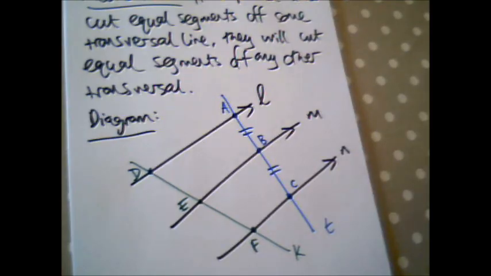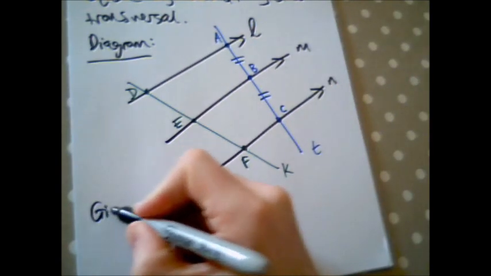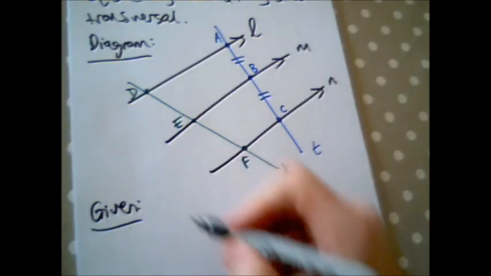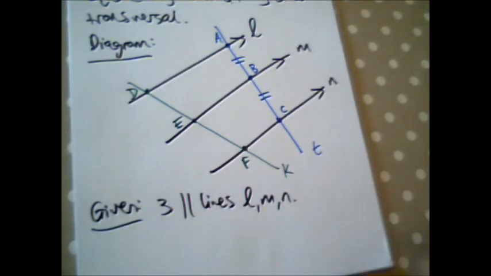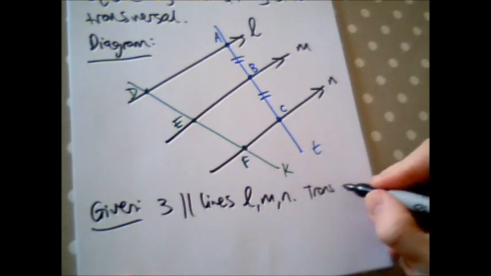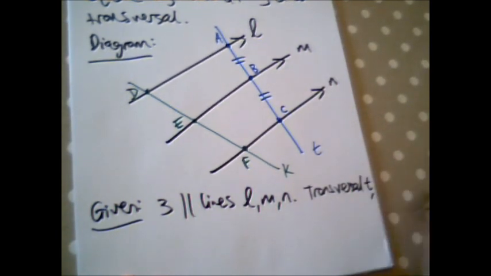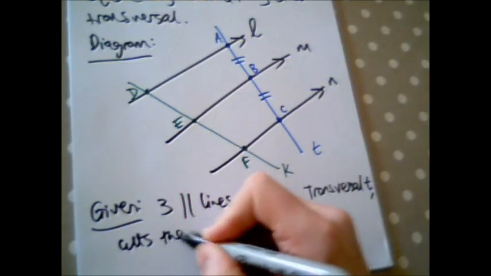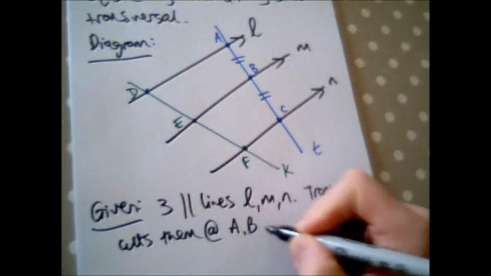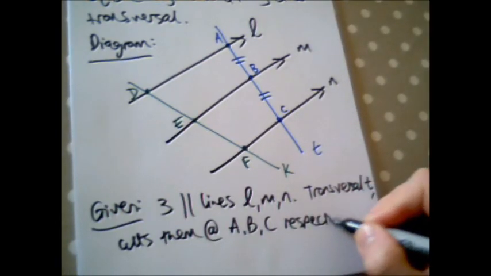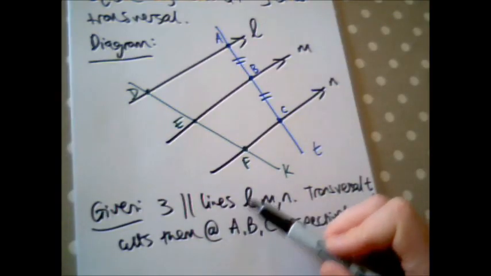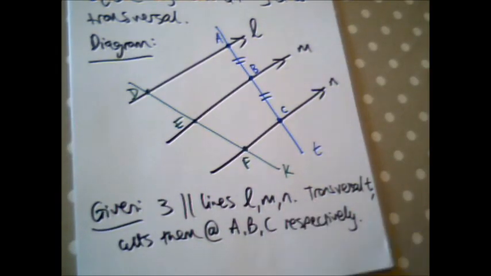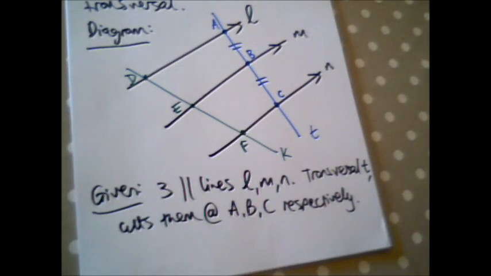Right, we'll write down first of all what we're given. So we're given three parallel lines, L, M and N. We're given a transversal, T, which cuts them at A, B and C respectively. Respectively just means in the same order. So it cuts L at A, it cuts M at B and it cuts N at C. So this cuts them at A, B and C respectively.